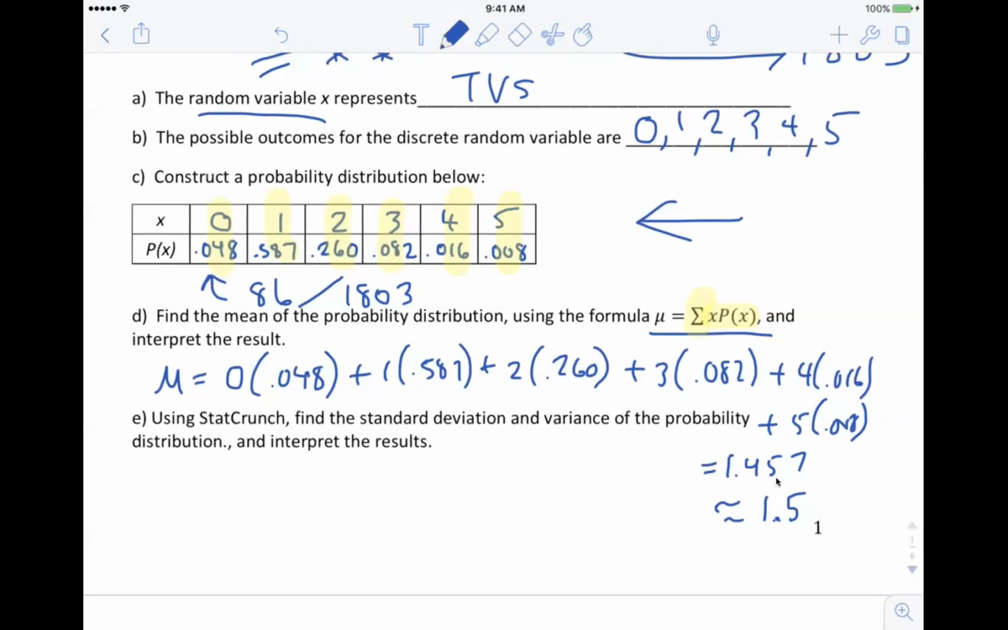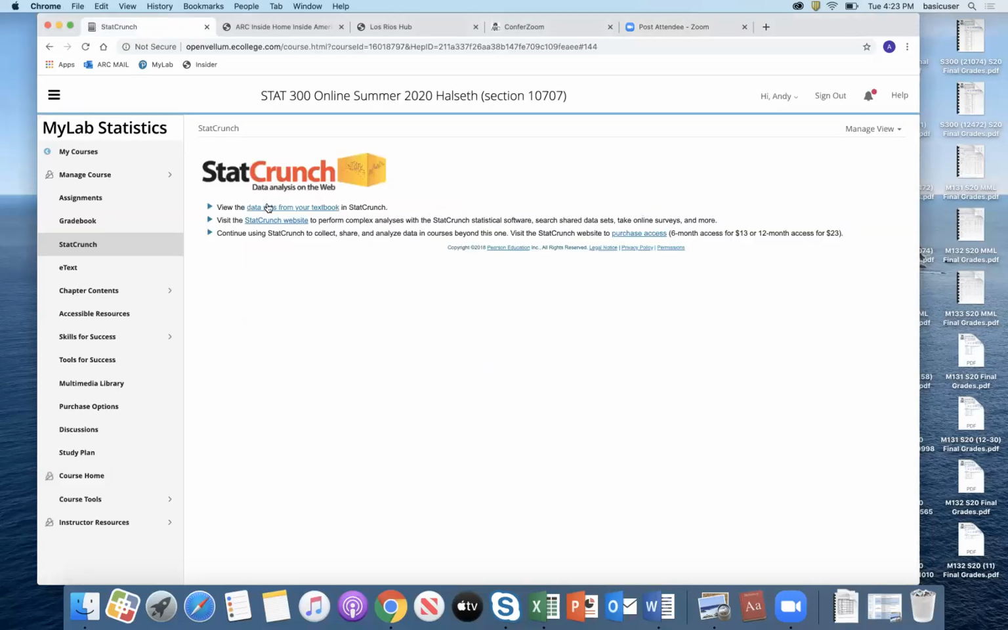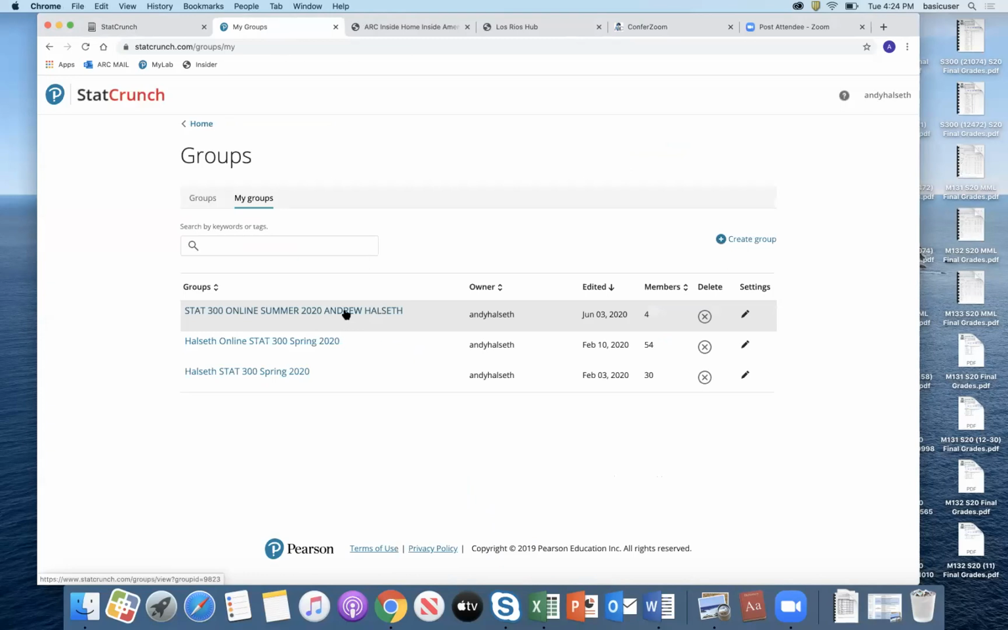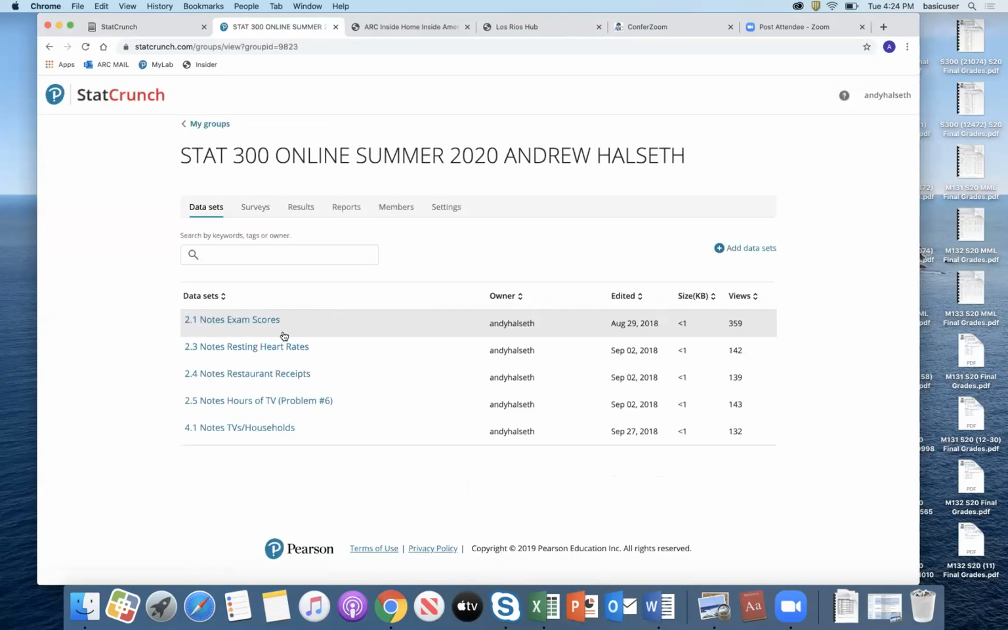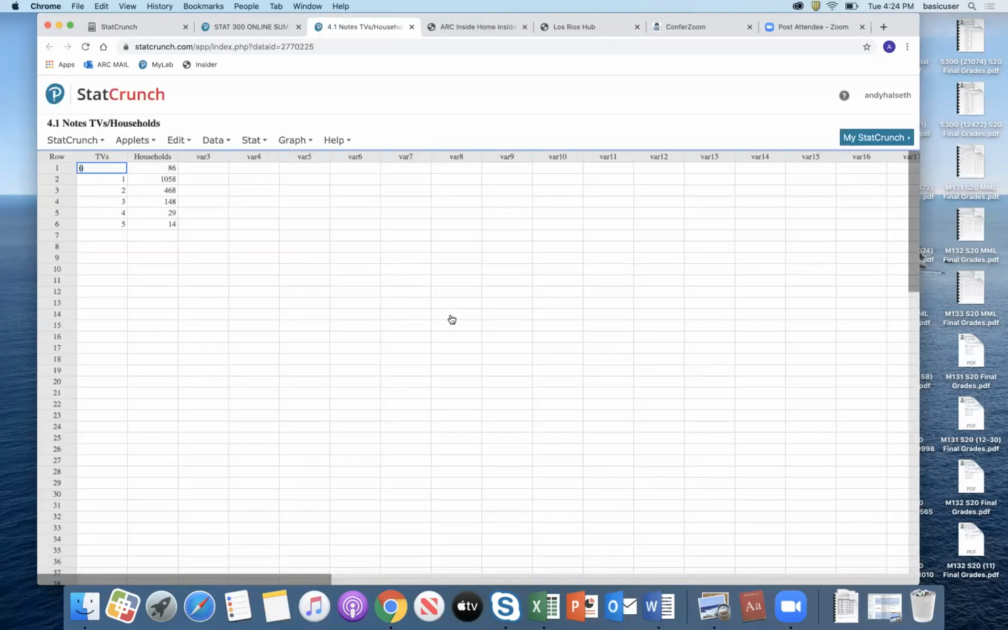Okay, for E, if you're asked to find standard deviation or variance of these, just use StatCrunch. So I'm going to jump to that StatCrunch technique to do that. So I'm going to bring up StatCrunch. Now, if you want to play along with this one, if you open up your StatCrunch, if you've already joined my groups, which I showed you how to do in the StatCrunch video, just click on my groups now, go to your summer 2020, and you should see notes, TVs, households there, and you can just load it right in. So there's the data now in a spreadsheet.